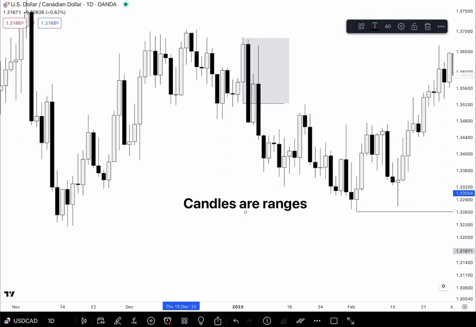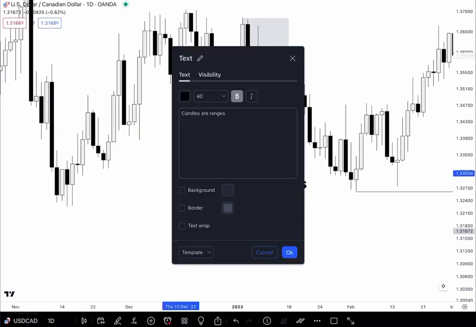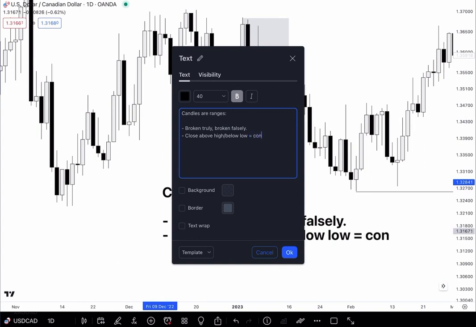So candles are ranges. A range is either broken truly or broken falsely. When we close above a high or below a low, it equals continuation. When we wick but we don't close, it equals reversal or retracement.